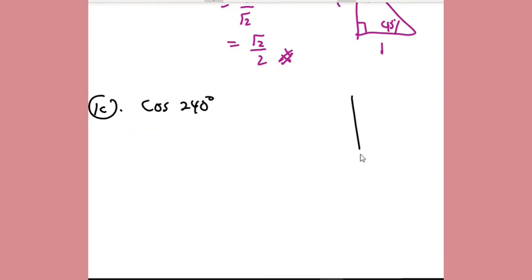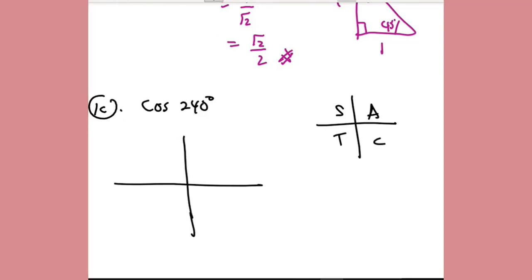1C, cos 240. This is the ASTC rule. So cos, write down the line, and then check. Look here, starting from here. The angle is positive, 240. So starting here, follow anticlockwise, 90, 180, up to here. It starts here, so write down its line.